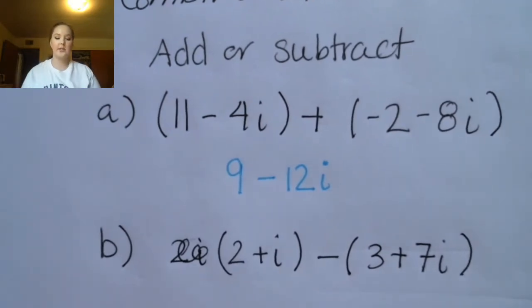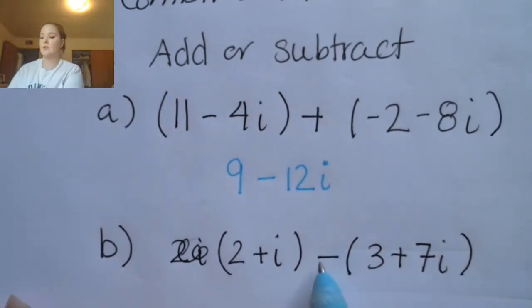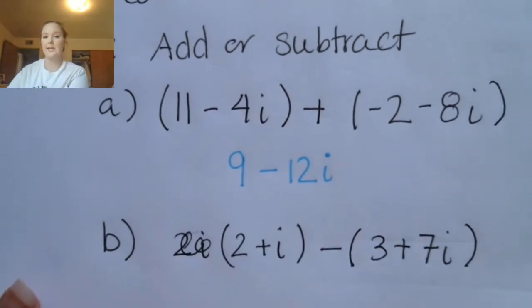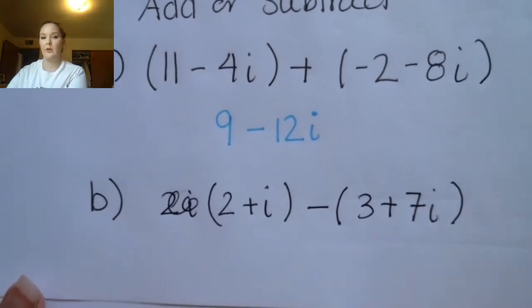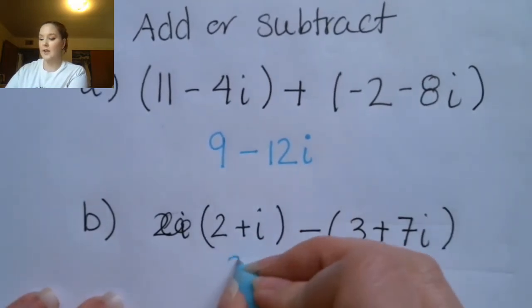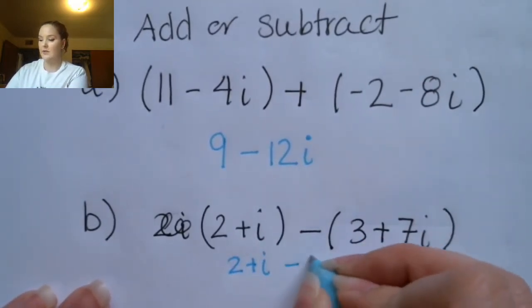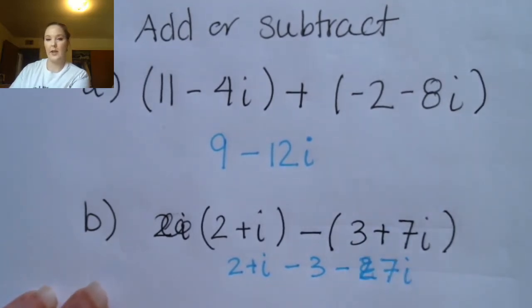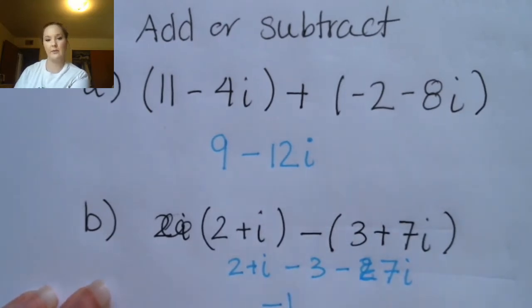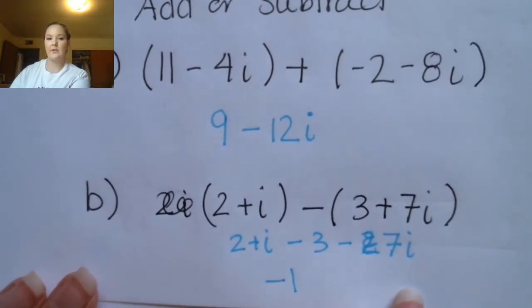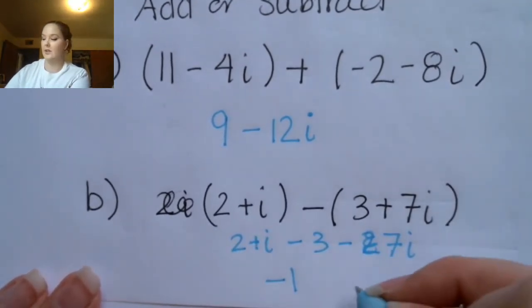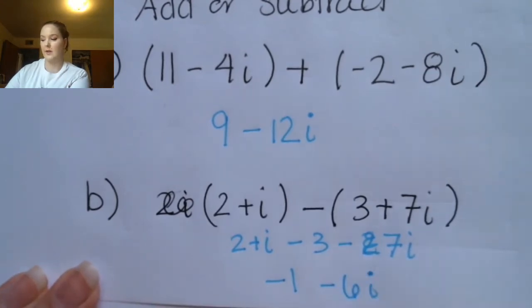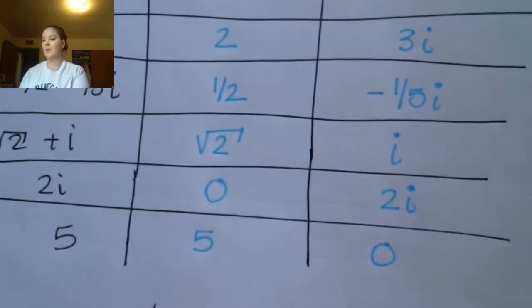Okay, so the only difference here is that I am first going to distribute this negative sign so that I don't make an easy mistake and get my negative sign wrong. Okay, so I'm going to write this as 2 plus i minus 3 minus 7i. Okay, and then I'm going to combine my like terms. So I'll combine my real parts into negative 1. Okay, and then I'll combine the two imaginary parts. 1 minus 7 is negative 6i.